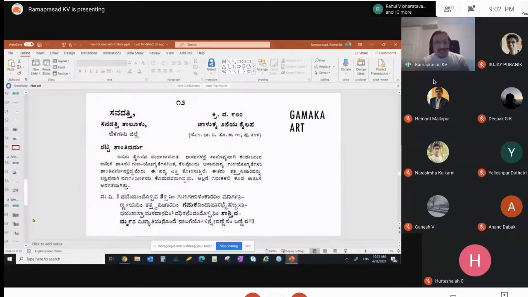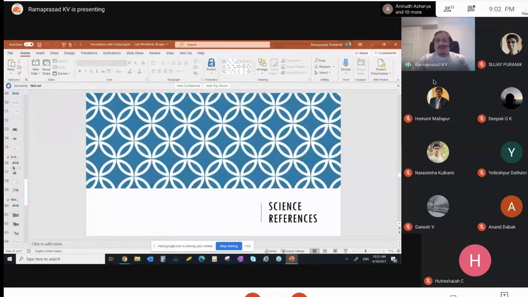I think this Shantivarma, the king, himself was a Gamaki. So that's what it's telling. And this art must have existed in other parts of the country as well, but unfortunately, I don't think it's a living tradition in other states. But in Karnataka, thankfully, it is still there. Okay.